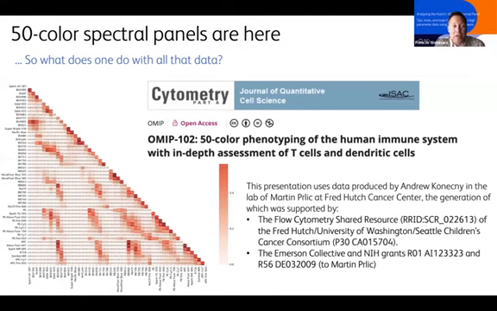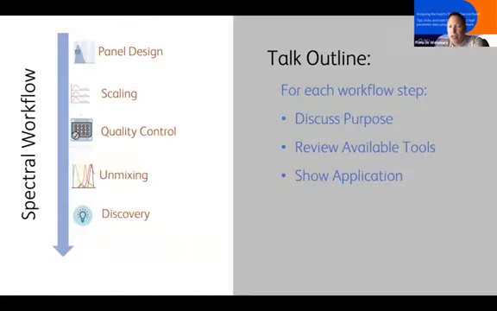Okay, and that leads us to our question. So cool, we've got our 50 color spectral panel. So what do we do with all the data? And the way I'd like to approach this talk is to put it into the form of the workflow that I use to analyze the data. And we'll talk through step by step.